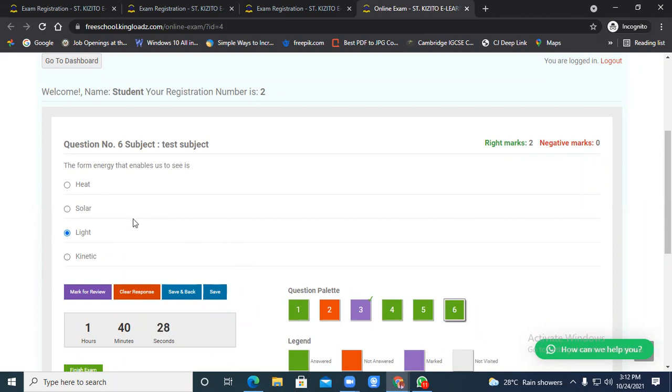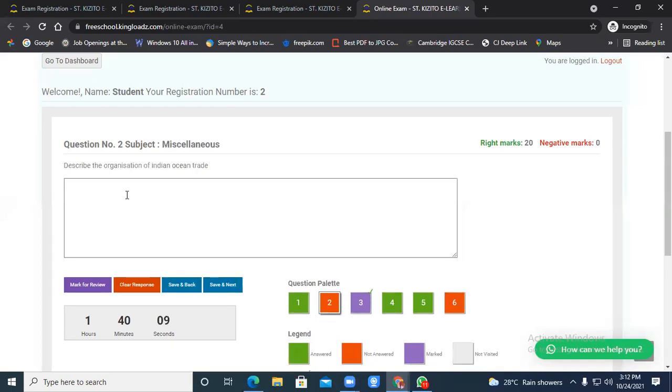So in objectives, sometimes you answer something and you feel it is not correct, so you can click clear response. Once you clear response, it means question number 6 is not yet answered. Even now you have question number 2, which is not yet answered. So you can go back to question number 2 and answer it by writing on a piece of paper, and you say, now I've done question number 2, and click on save. So it is done now.